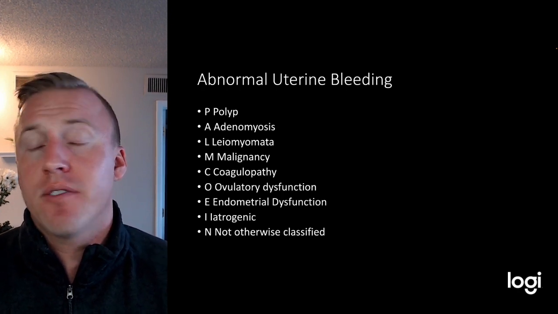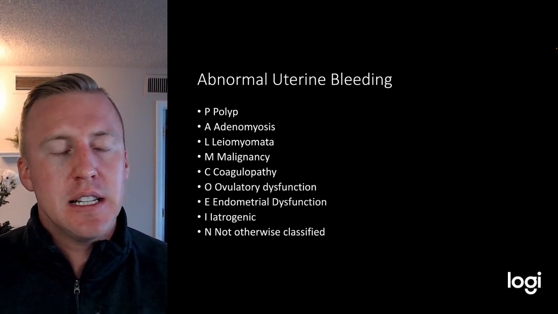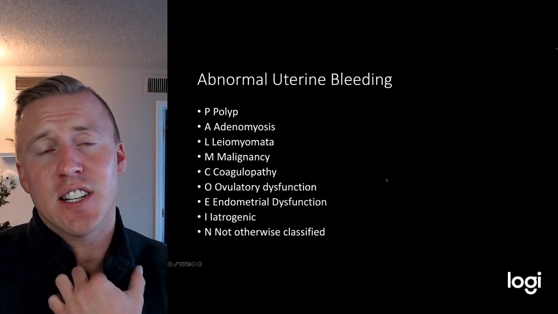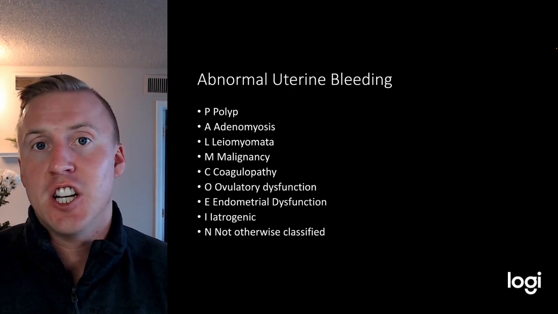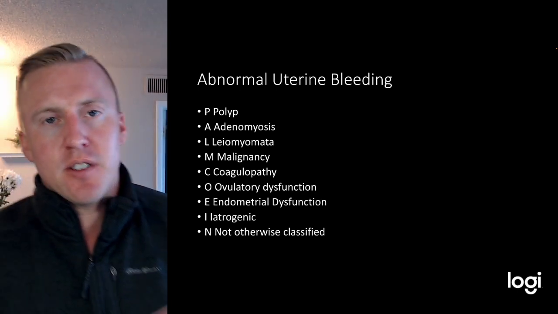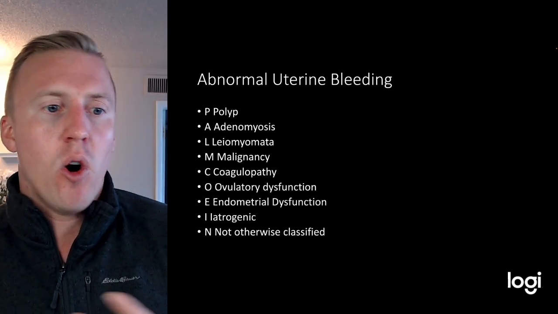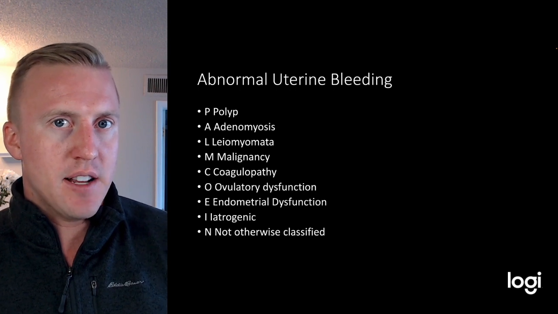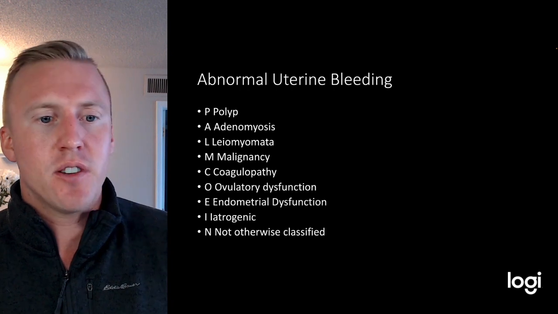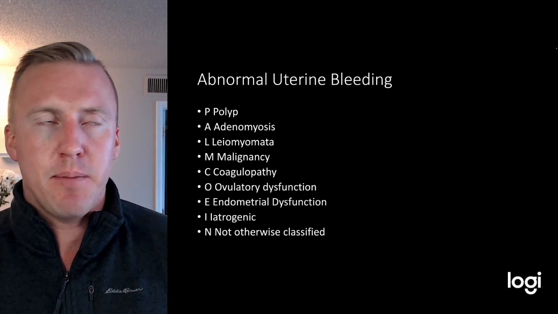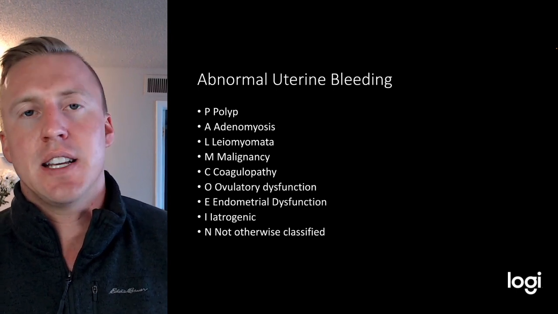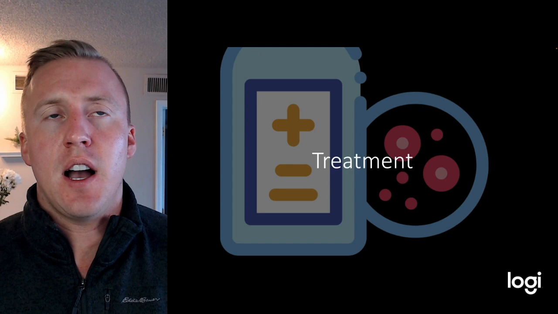Coagulopathy, meaning they're at risk for bleeding, so someone with von Willebrand disease, where they don't have a lot of von Willebrand factor. Ovulatory dysfunction is another thing we can see, just issues with the ovulation in general. Maybe they're not having frequent ovulation, so not like once a month, or they're just not having it at all. All these are common things that can cause issues with bleeding as well, and it could just be a hormonal issue as well here, but that's a very common one. Endometrial dysfunction, iatrogenic causes could be like medications, some of your birth controls, other things like that, and then N, not otherwise classified.